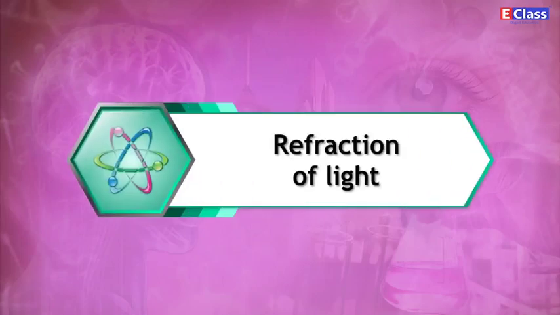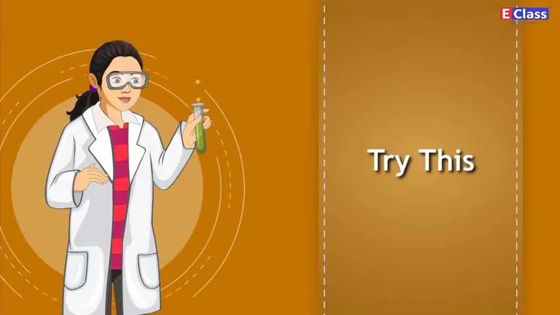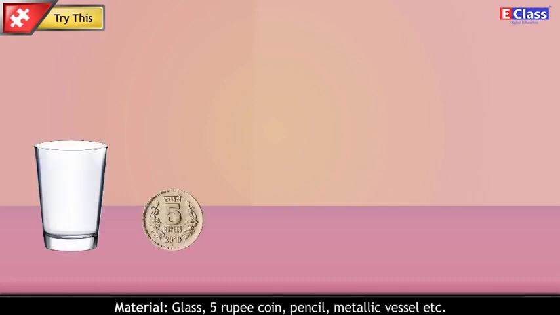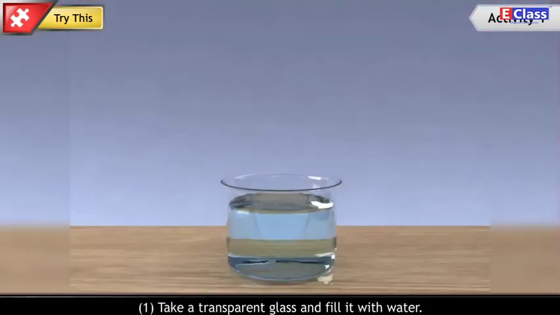Refraction of light. Try this. Material: glass, 5 rupee coin, pencil, metallic vessel, etc. Activity 1. Take a transparent glass and fill it with water.